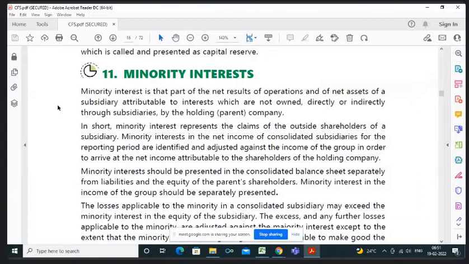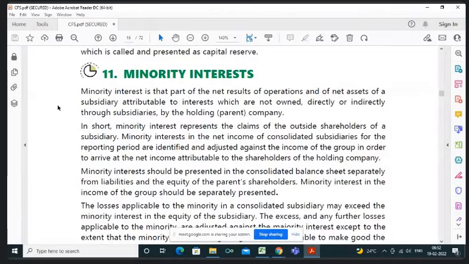So minority interest is that part of the net results of operation, meaning their share in the net profit and their share in the net assets of a subsidiary attributable to interest which are not owned directly or indirectly through subsidiaries by the holding company. Minority interest represents the claims of the outside shareholders of a subsidiary. Minority interest in the net income of consolidated subsidiaries for the reporting period are identified and adjusted against the income of the group in order to arrive at the net income attributable to the shareholders of the holding company.